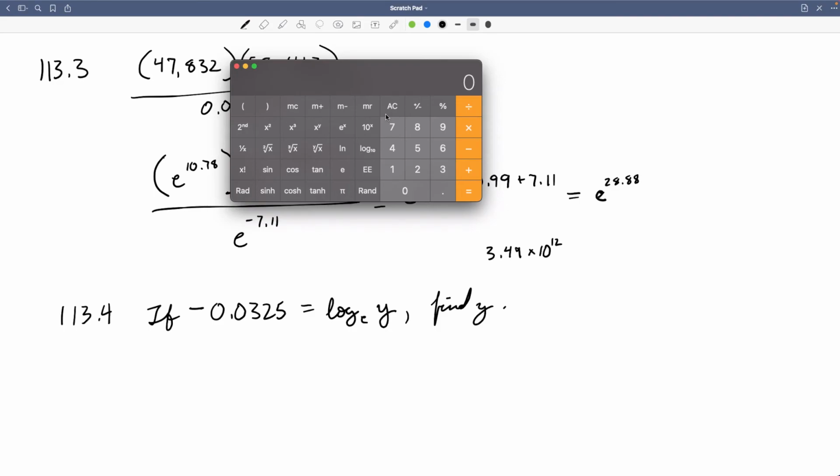So we are going to enter 0.0325. We're going to make that negative because it's a negative number here. So you just click the positive negative sign on your scientific calculator. And then we're going to hit the inverse log key, which is this e to the x right there. And we get 0.968. So that's our answer, 0.968.